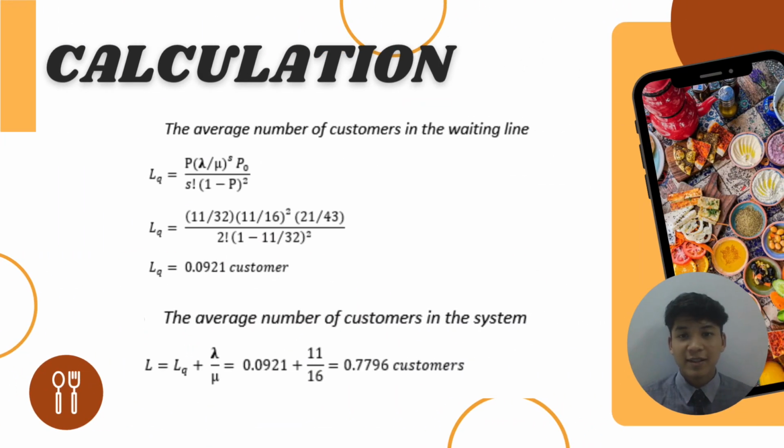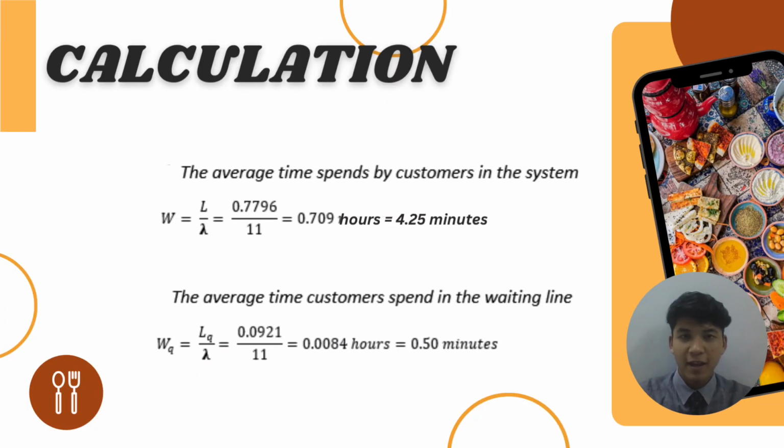After we get rho and P naught, we can find Lq, which is the average number of customers in the waiting line. We just need to substitute the given information into the formula, and the final answer we get is 0.0921 customer. And after we get Lq, we can find the average number of customers in the system. After we substitute Lq, mu and lambda, we get L equals 0.7796 customer.